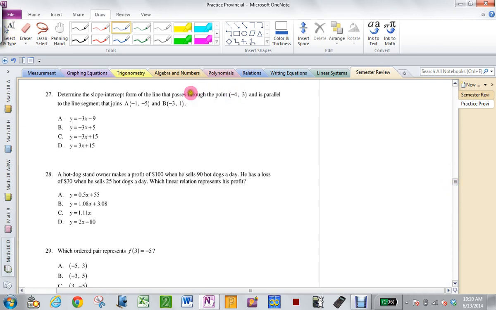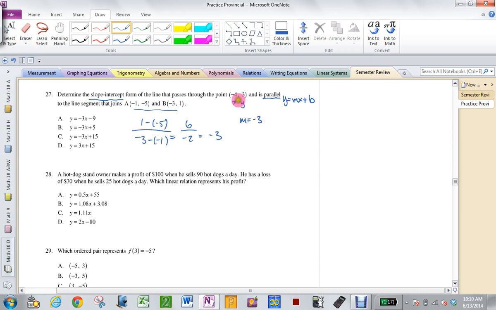I need the slope-intercept form, so that's y equals mx plus b, of the line that goes through there and is parallel to that. So I've got the x and the y I need, but I don't have a slope, but I know it's parallel to that. So this slope is 1 minus minus 5 over negative 3 minus minus 1, which is 6 over negative 2, which is negative 3. So now up here, my m equals negative 3.